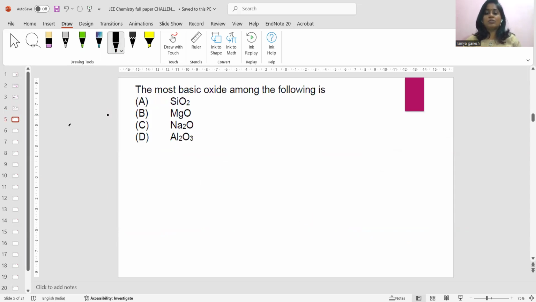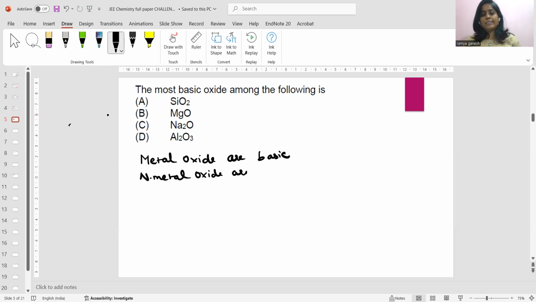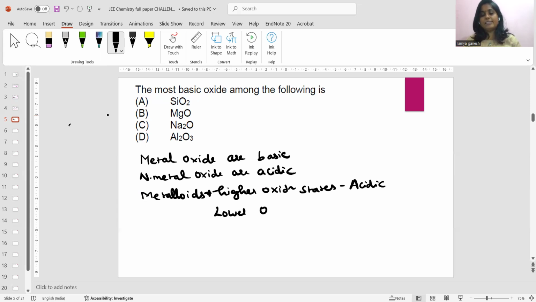The most basic oxide among the following is. In CBSE itself we should have seen that metal oxides are basic, non-metal oxides are acidic. For metalloids, if they have higher oxidation states, they are acidic. If they have a lower oxidation state, then they are basic.